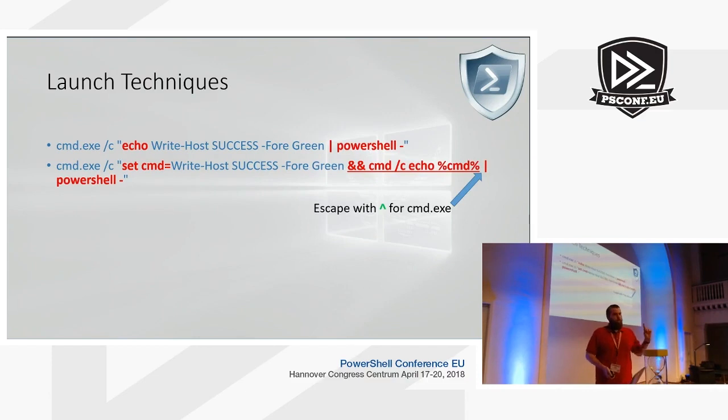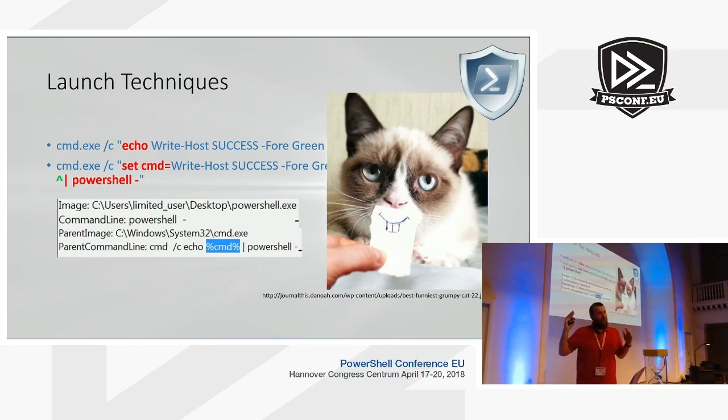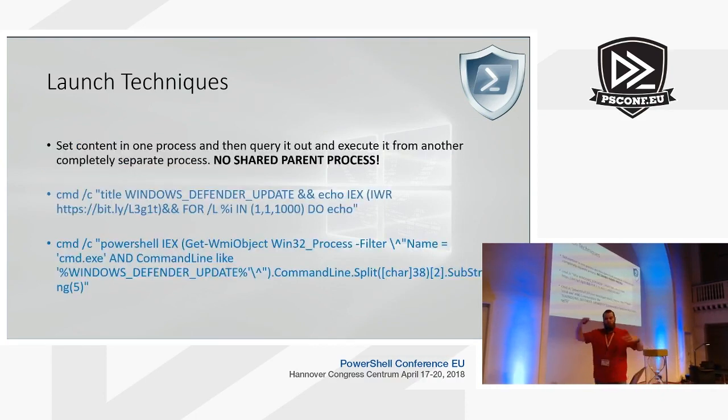What if we escape this vertical pipe, but with one layer of escaping? In this case, we're escaping it for the first command, but not escaping it for the second command. Now, if we do that, our parent process is not going to contain the PowerShell command either. It's going to be up in the grandparent process. And this is just a tree representation of that. So now as a defender, maybe just looking at PowerShell and its parent process isn't enough. Maybe we need to recursively go up.